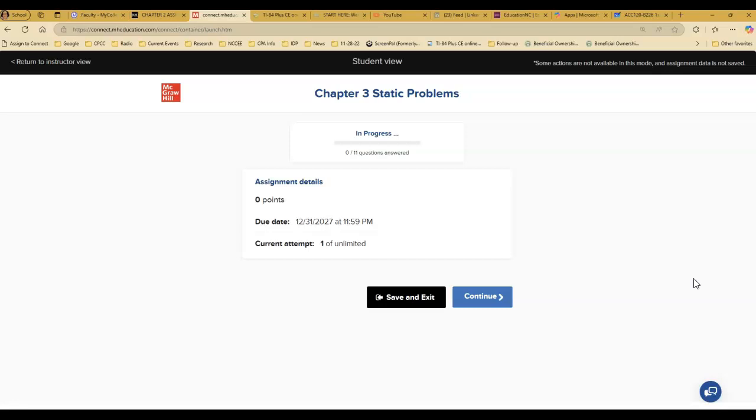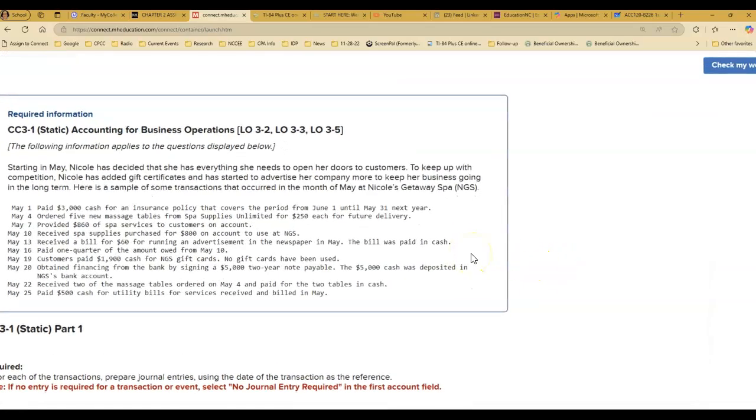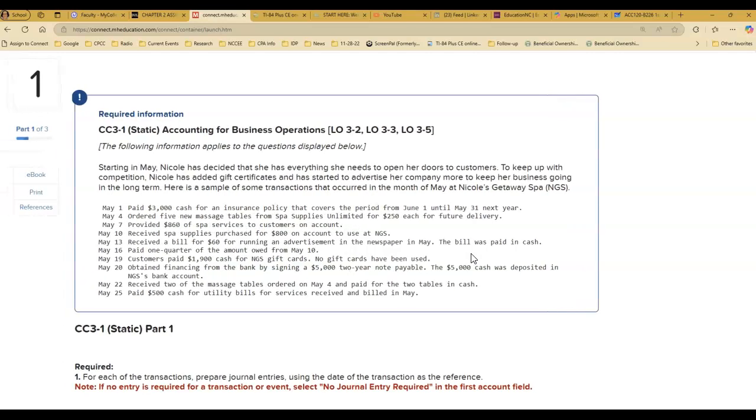Now if you notice in the static problems, the first thing that we're going to start with is a continuing case. And that continuing case is a lady named Nicole, and she is starting a spa. At this point, she's got her spa up and going, and now things are actually in progress of functioning. So her business is actually bringing in customers, etc. So let's take a look.